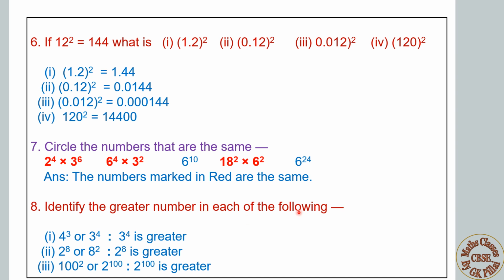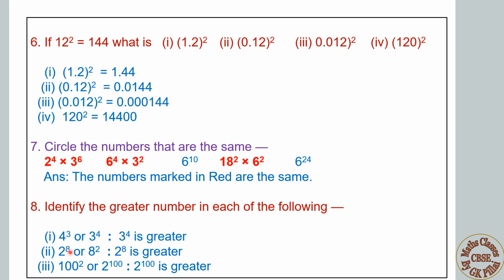Identify the greater number in the following. Here, this type of sums are there. These are very good sums and important also. You will get them in the exams. 4 to the power of 3 or 3 to the power of 4. 4 raised to the power of 3 and 3 raised to the power of 4. This 4 is here and this 3 is here. In this, your answer should be 3 to the power of 4. The smaller base will be the greater one.